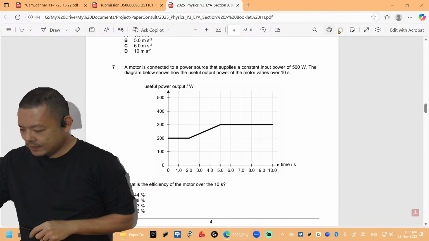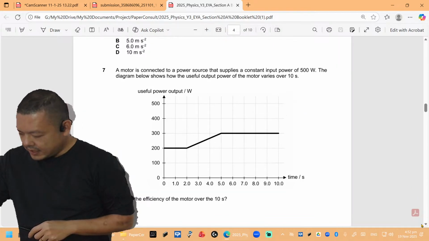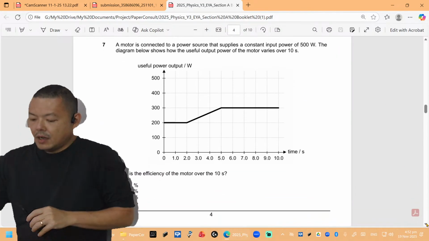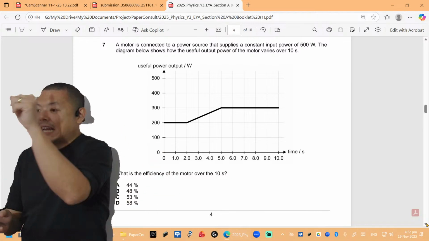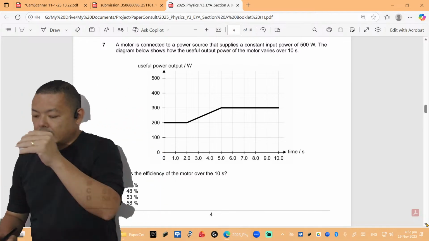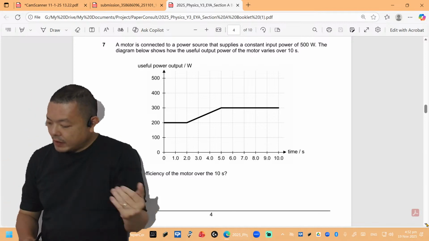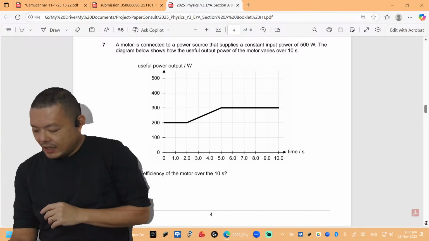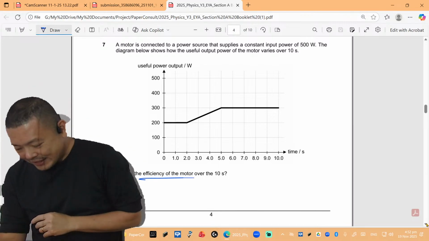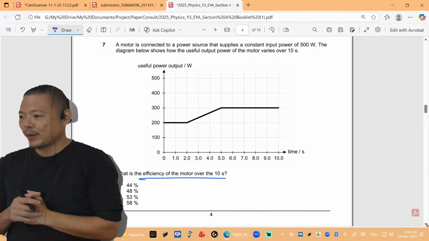What's this? So this is efficiency. Motor connected to power source that inputs 500 watts. So that's your input power. Diagram shows you the output power of the motor over 10 seconds. This is the whole 10 seconds. Then they ask you what's the efficiency of the... Ooh, this is not easy also. This is also another A-level type of question.